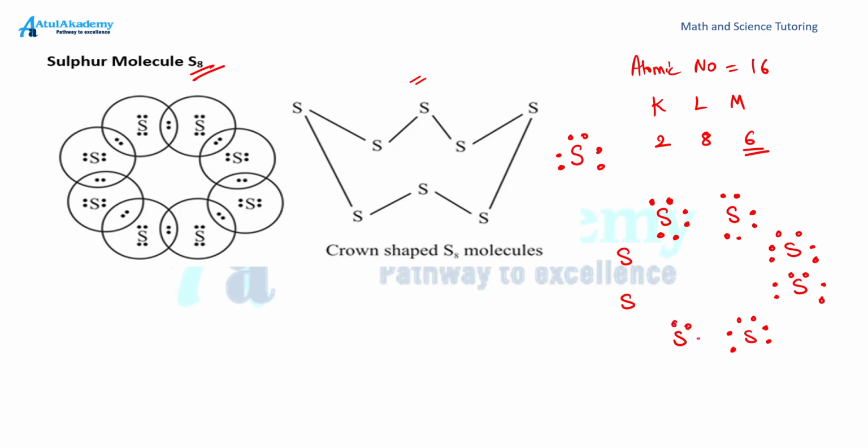1, 2, 3, 4, 5, 6. So this one also: 1, 2, 3, 4, 5, 6, and 1, 2, 3, 4, 5, 6. So let us see how they will be combining.